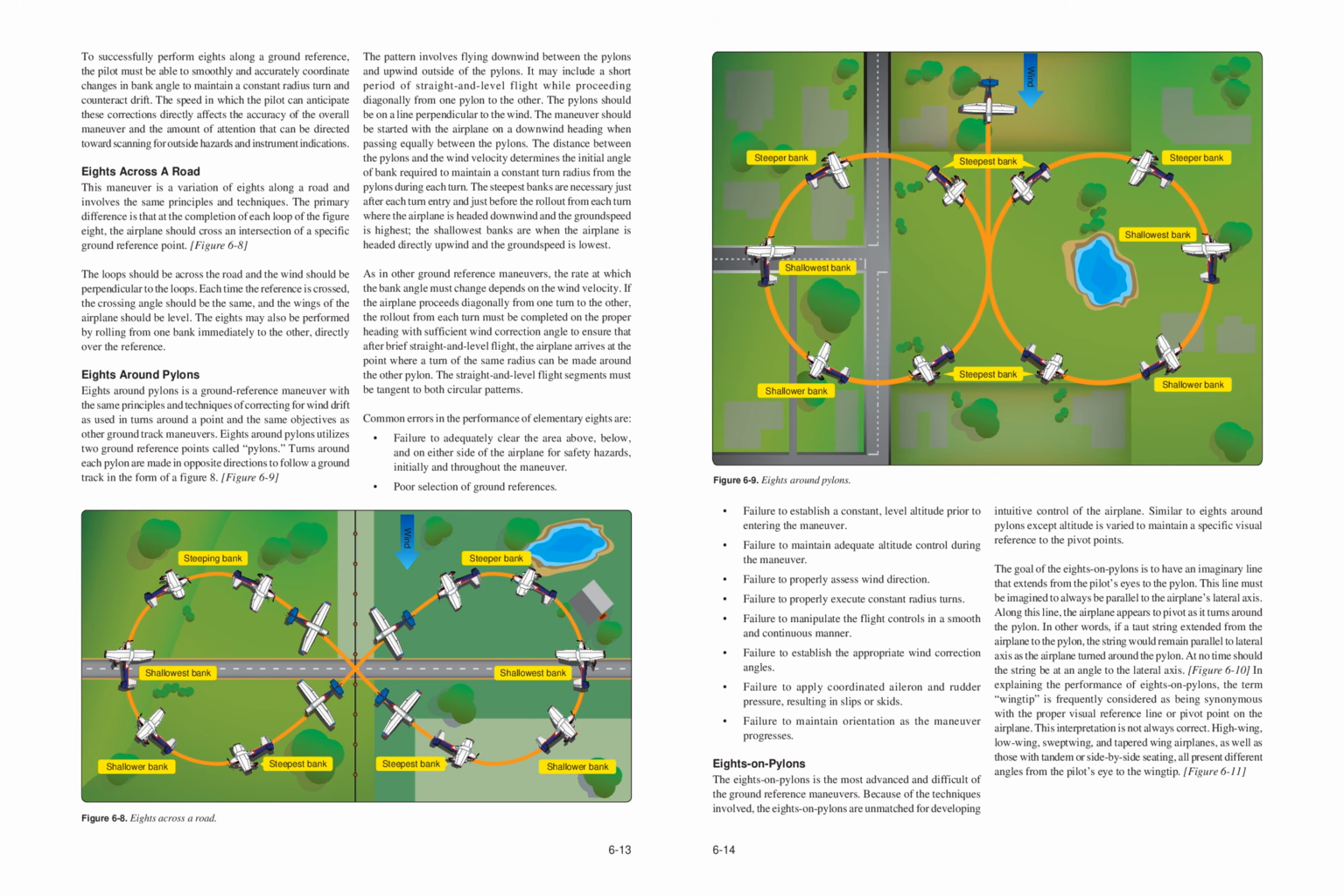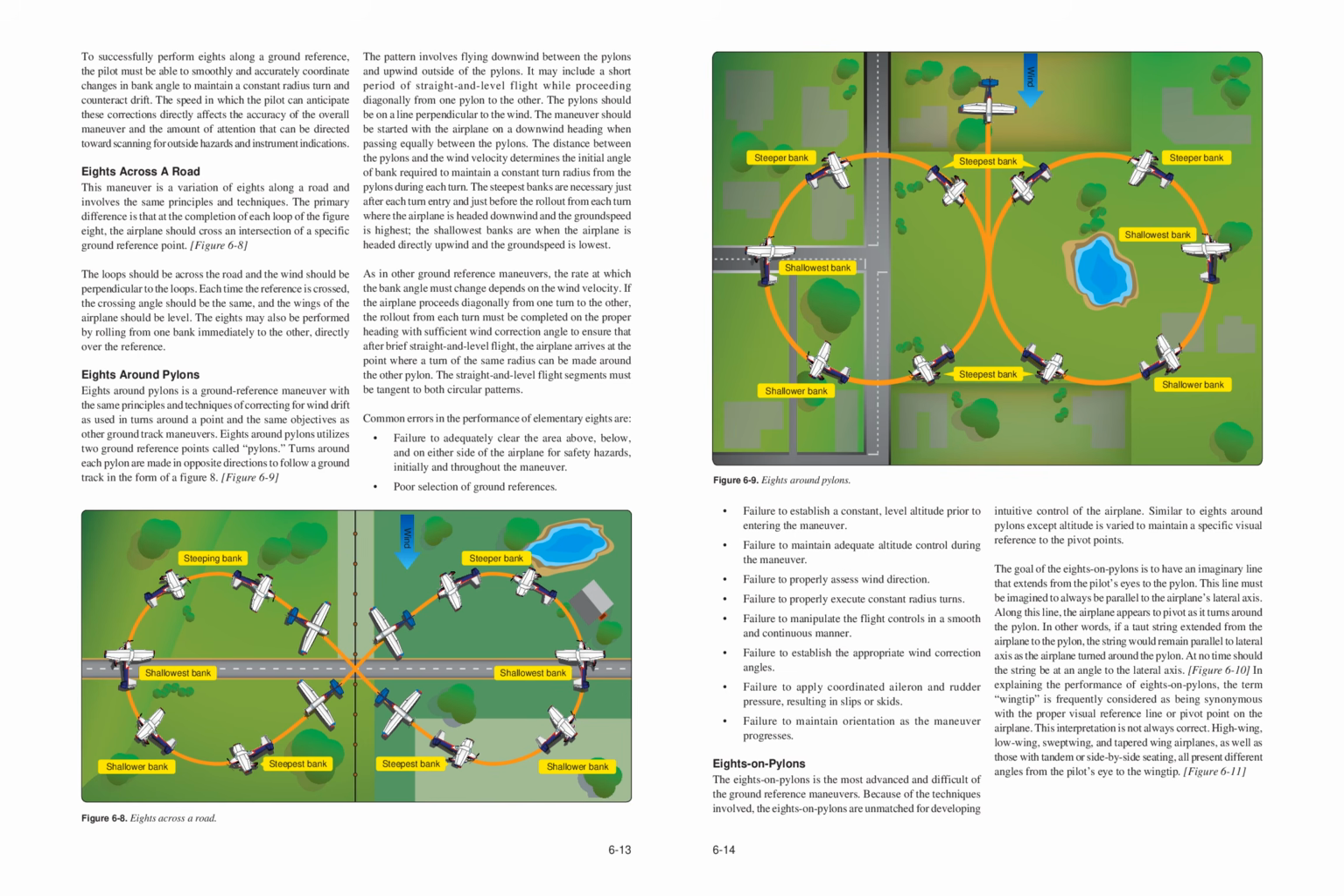The goal of the eights on pylons is to have an imaginary line that extends from the pilot's eyes to the pylon. This line must be imagined to always be parallel to the airplane's lateral axis. Along this line, the airplane appears to pivot as it turns around the pylon. In other words, if a taut string extended from the airplane to the pylon, the string would remain parallel to the lateral axis as the airplane turned around the pylon. At no time should the string be at an angle to the lateral axis. Figure 6-10.